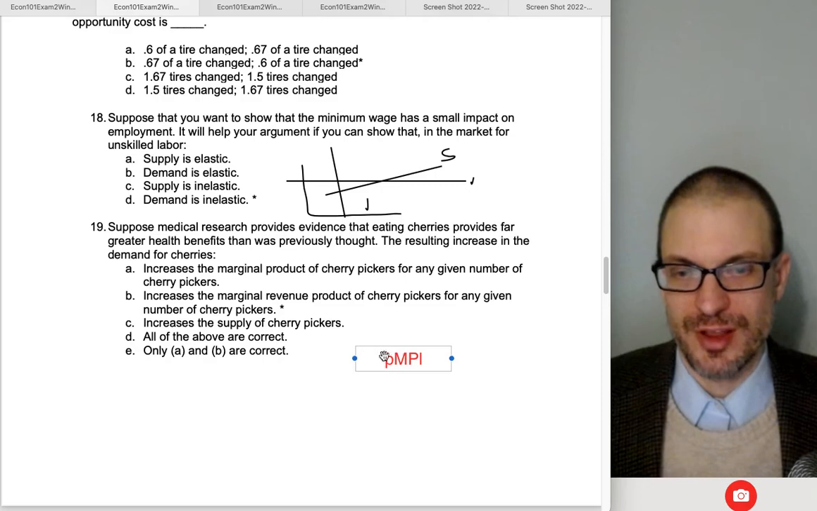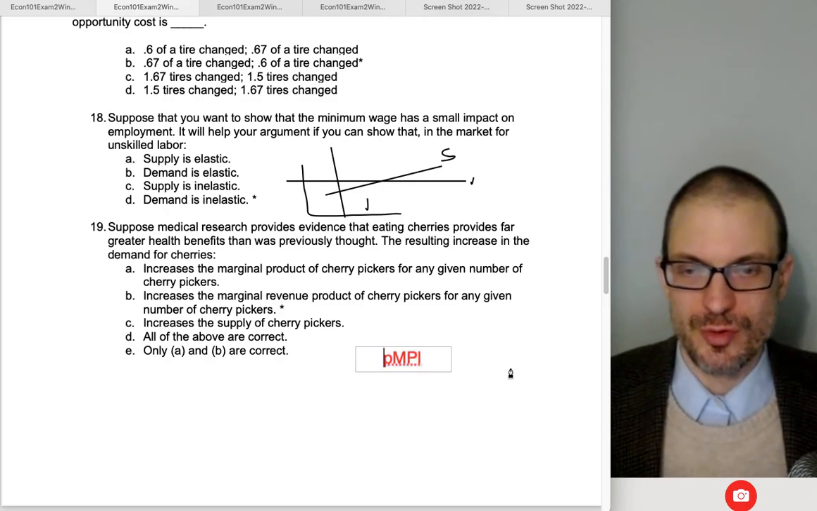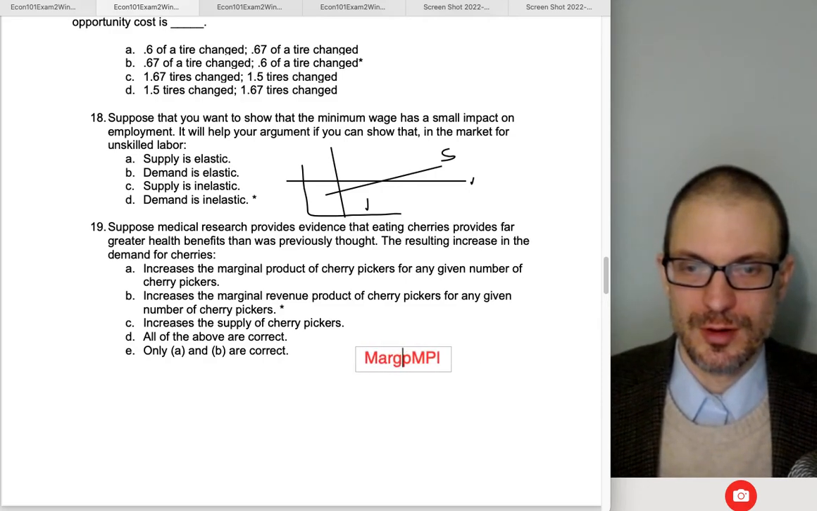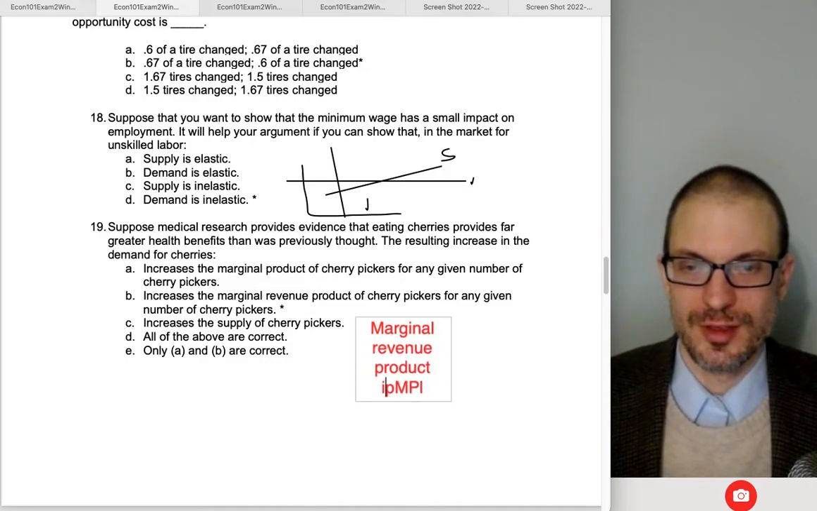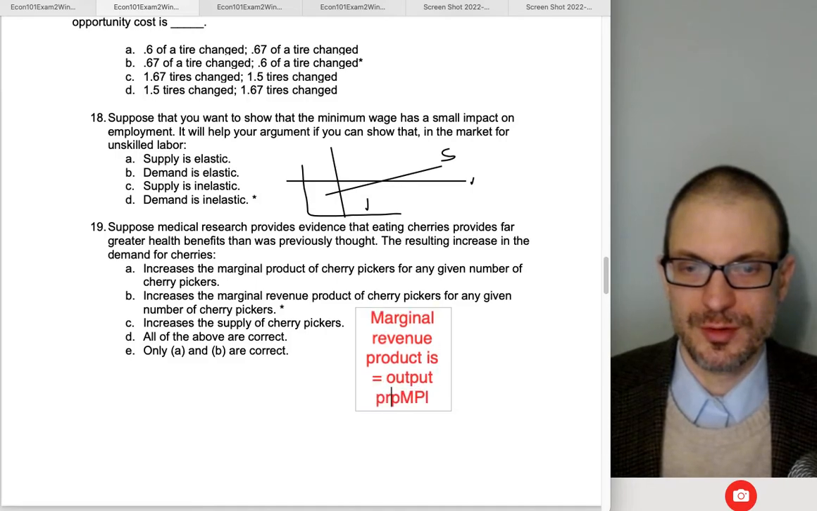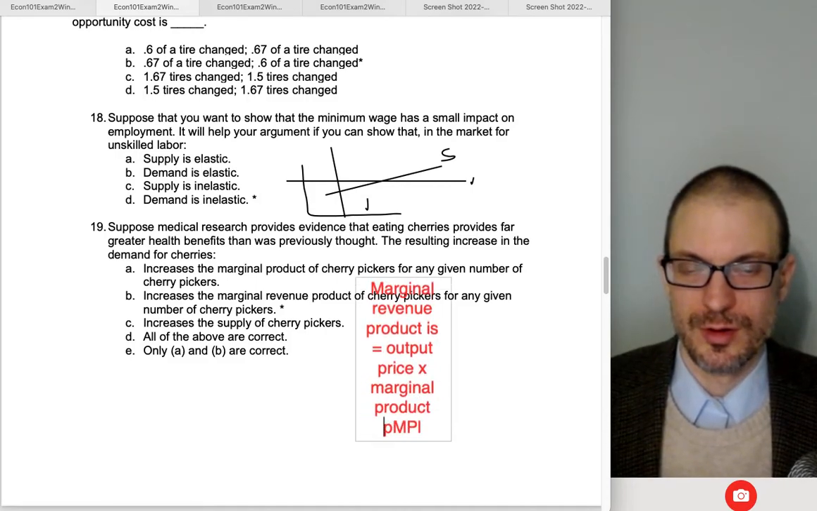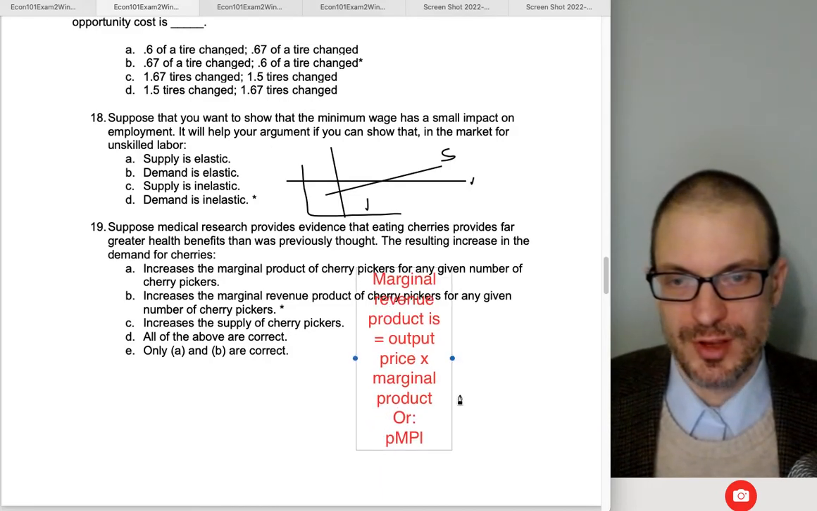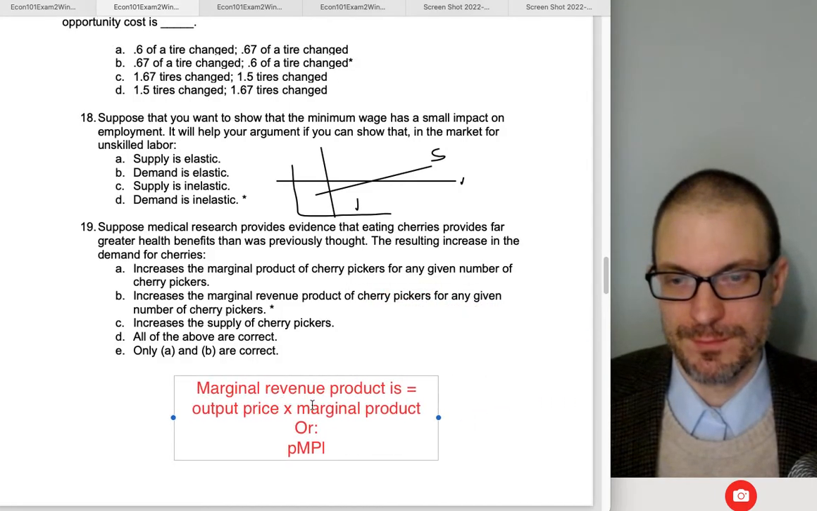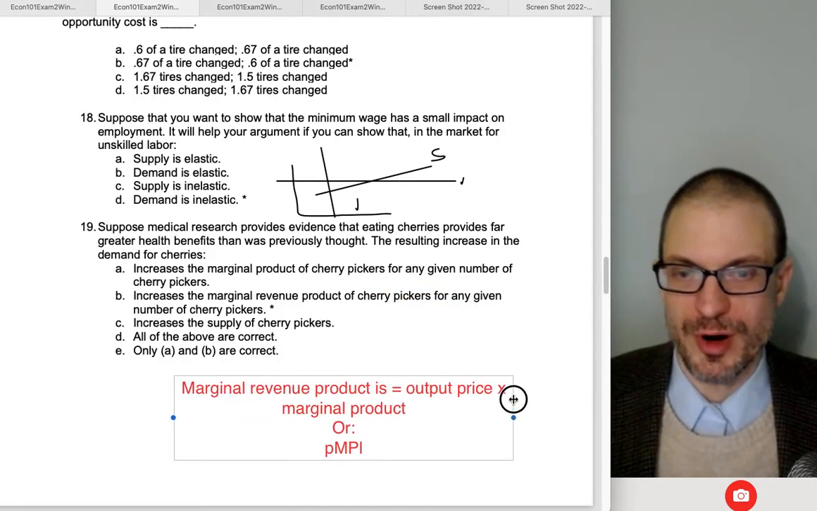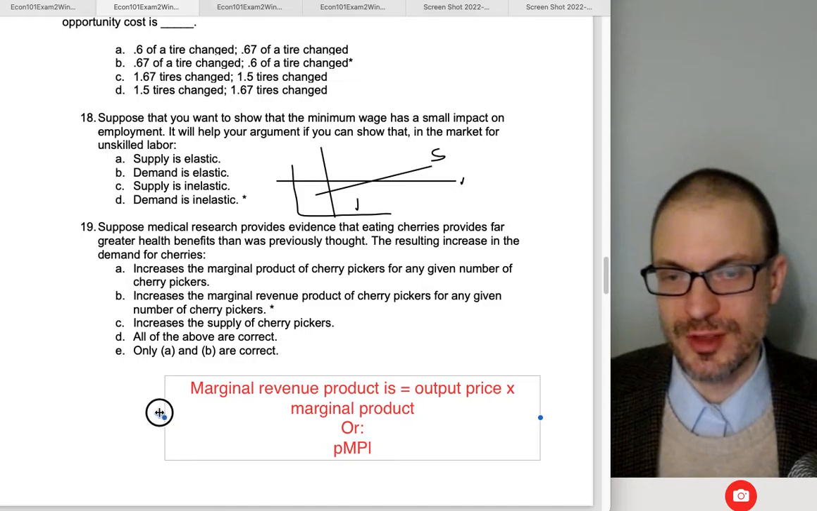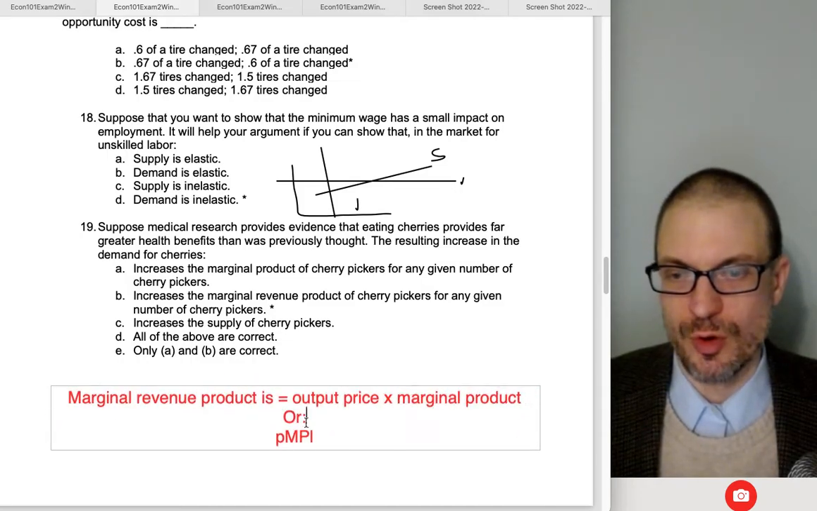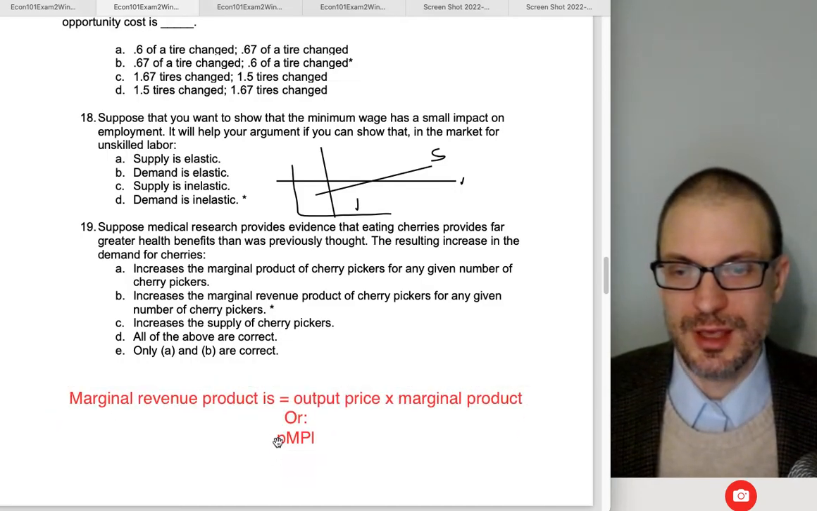The book's definition is what? Marginal revenue product is equal to output price times marginal product, or P times MPL. It's the same thing. Cool. So marginal revenue product is output price times marginal product, or just P times MPL. P is the output price, right?